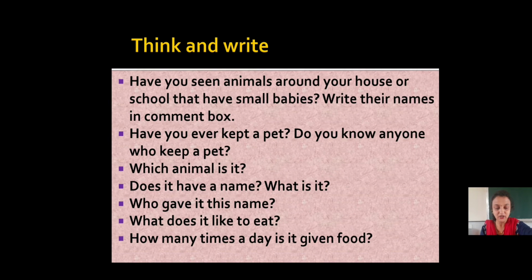These questions are there on page number 17 in your test book. You can complete this exercise with the help of the pencil. Okay. Then also we will discuss this answer here in the comment box and you can write your answer in the test book. Okay, have you seen animals around your house or school that have small babies? Write their names in the comment box.